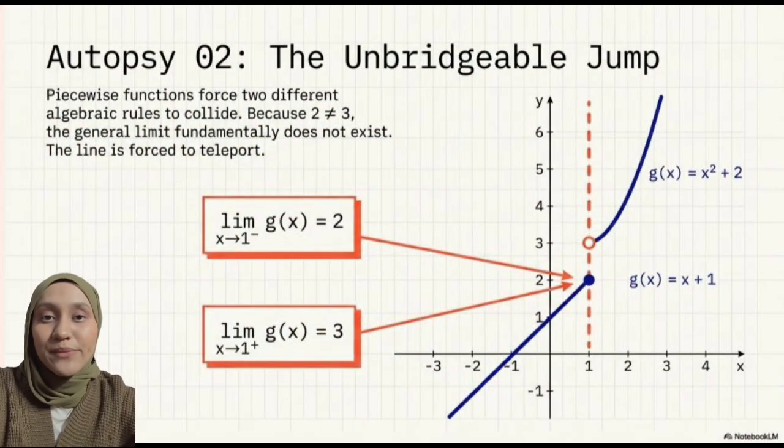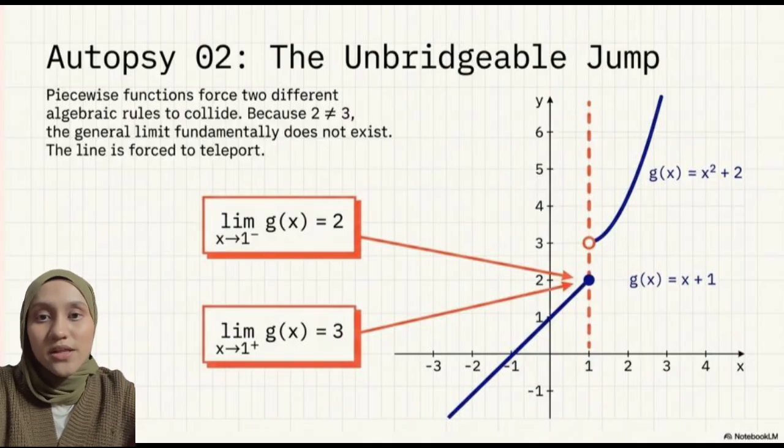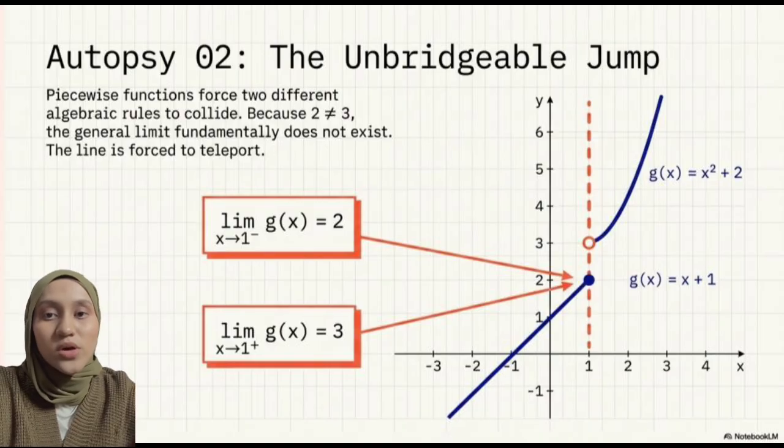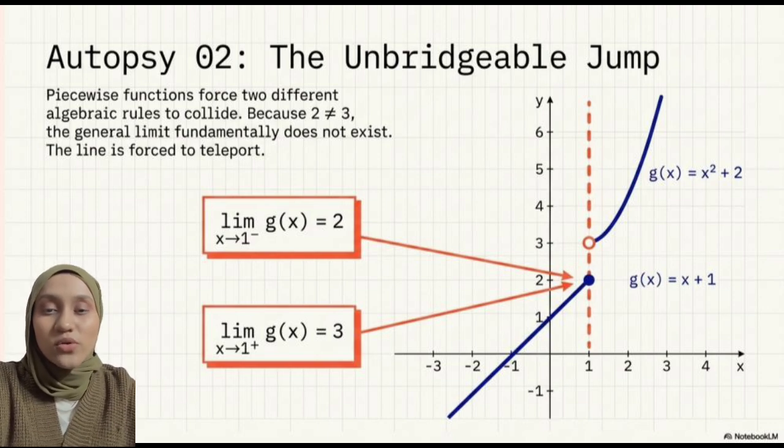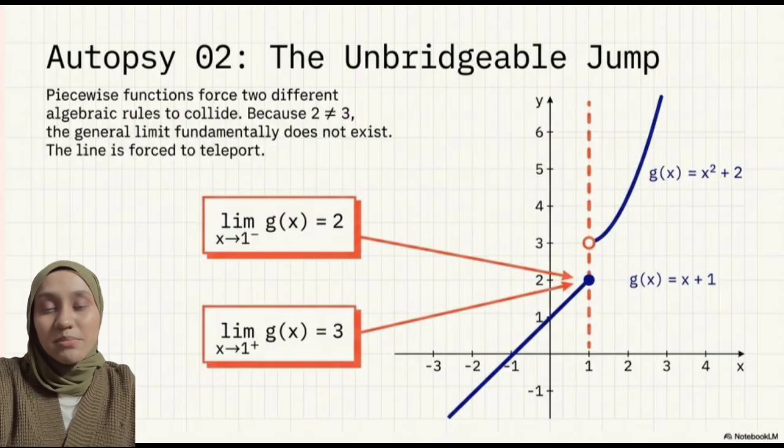Autopsy 2, the unbridgeable jump. For the second graph, we are dealing with a jump discontinuity. This happens because the function uses two different equations on different sides of x equals 1. From the left side, the graph follows the equation g(x) = x plus 1 and the limit approaches 2. From the right side, the graph follows the equation g(x) = x squared plus 2 and the limit approaches 3. Since the left-hand limit and right-hand limit are not equal, the overall limit does not exist. Therefore, this discontinuity is called an unbridgeable jump.